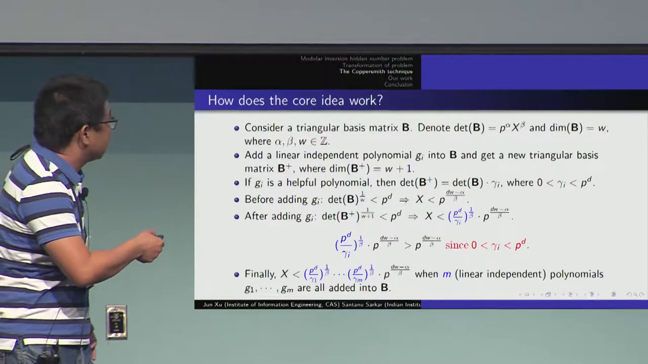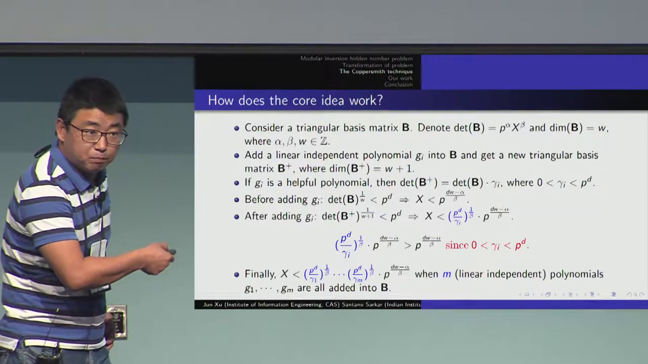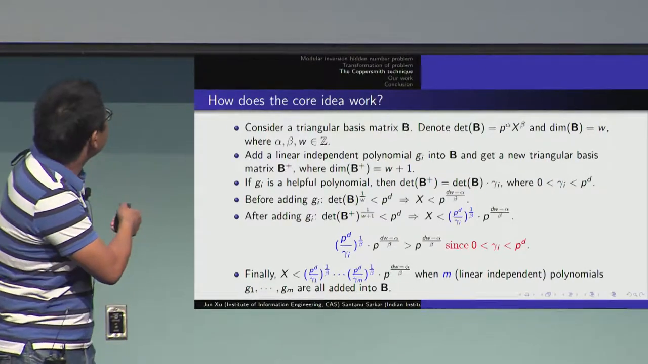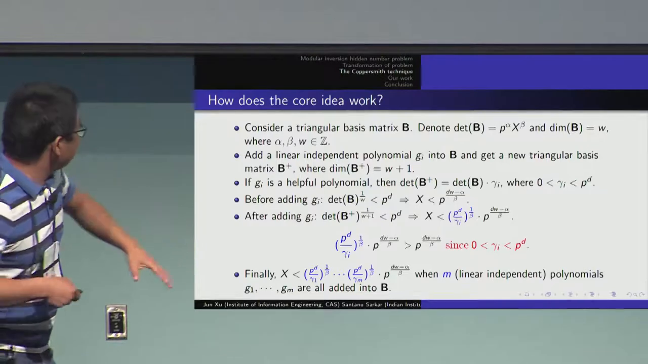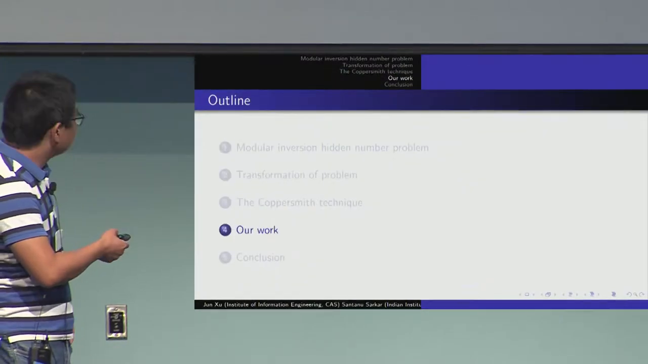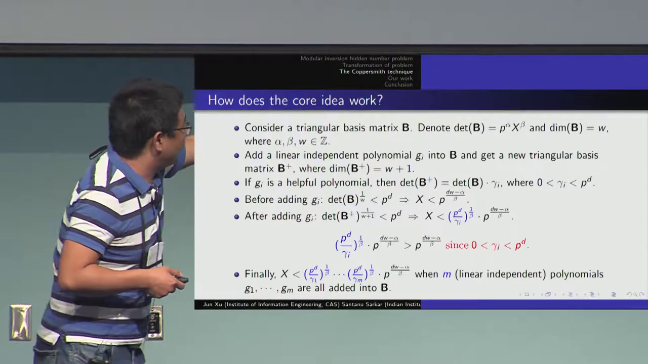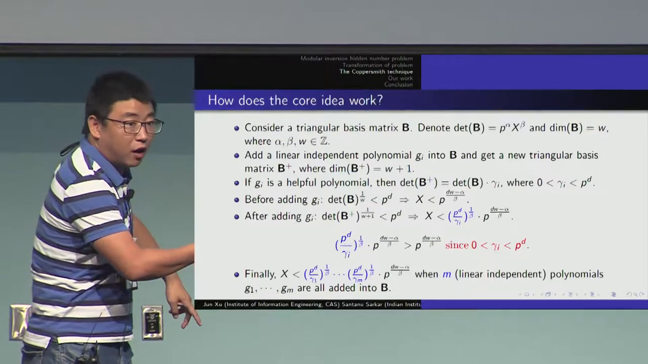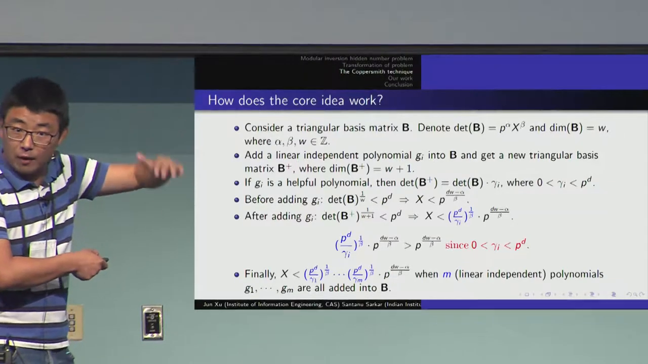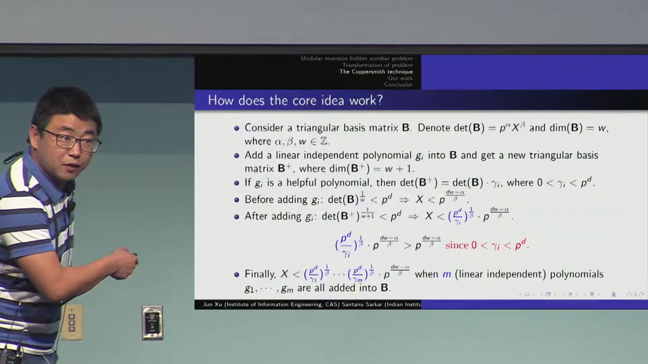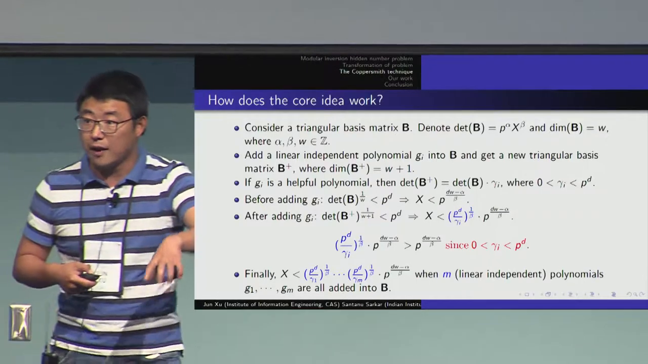So this bound is bigger than this bound. Why? Because gamma I is smaller than P to D, because gamma I at GI is a Helmholtz polynomial. If we take an M polynomial, this is a Helmholtz polynomial, and we can get this bound. This will be very, very big because it is exponential in M, and M is very, very large.